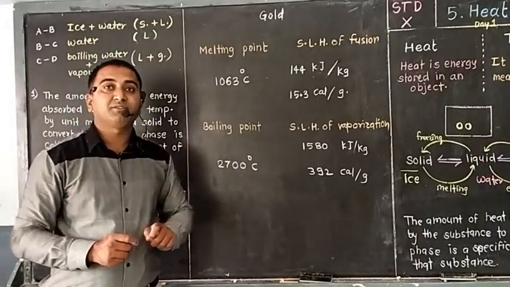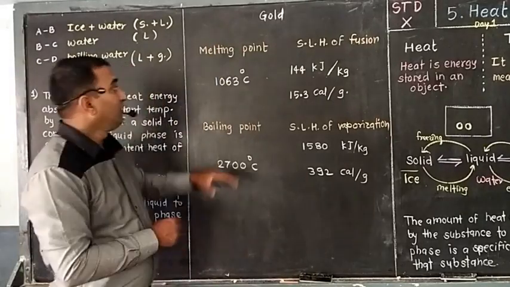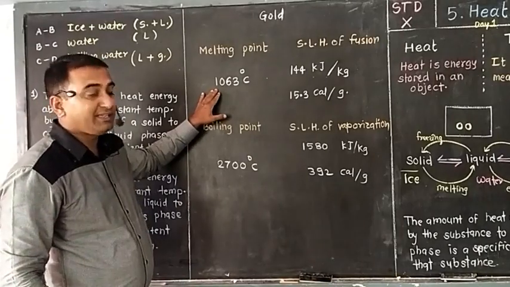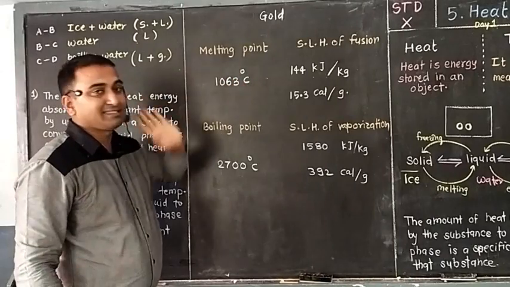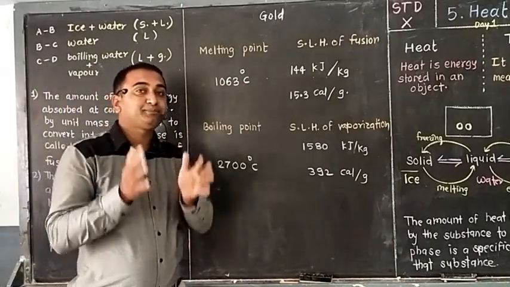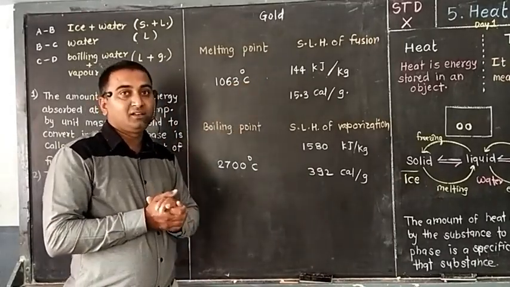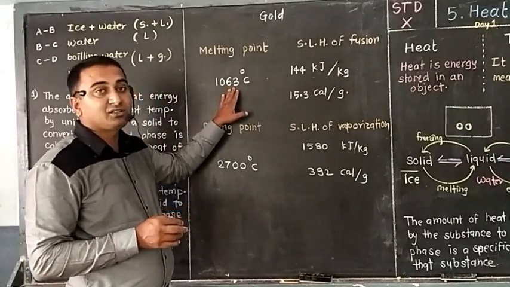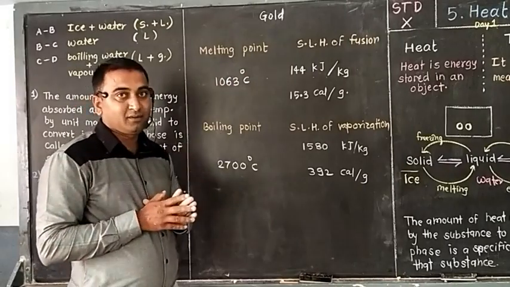Let's discuss this with one more example. We have considered the material as gold. What is the melting point of gold? The melting point of gold is 1063 degrees Celsius. That means if you have solid gold and you want to convert it into liquid, if you start to provide heat, its temperature will reach up to 1063 degrees Celsius.